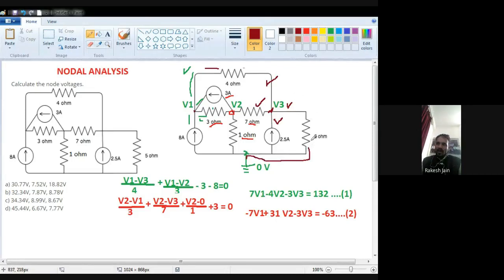Now, at the last I will see this 2.5 ampere. It is coming towards the node. The current source direction is coming towards this V3.